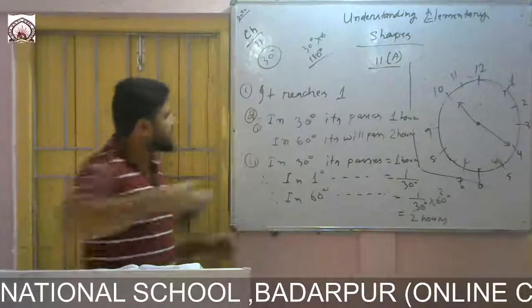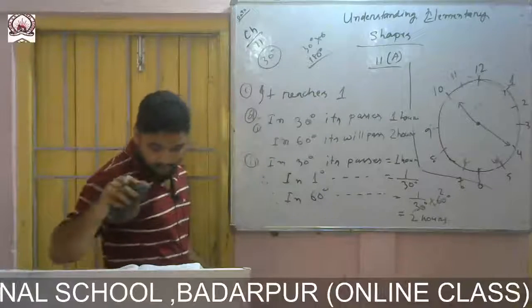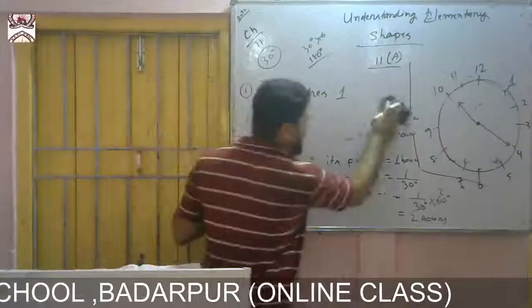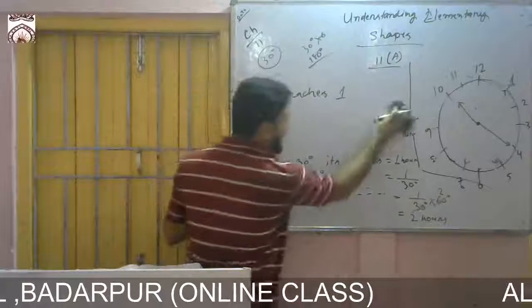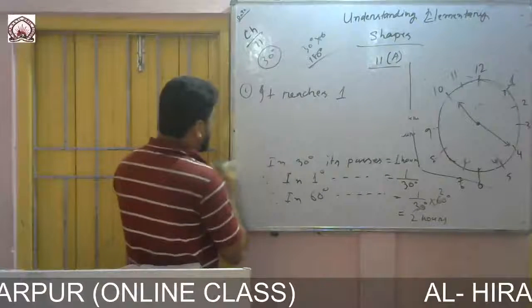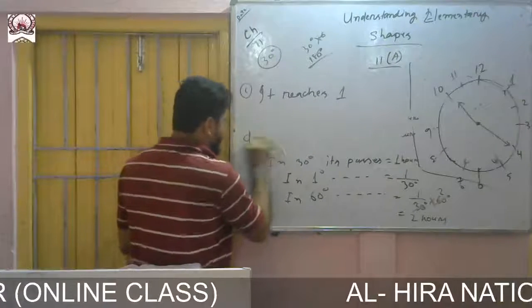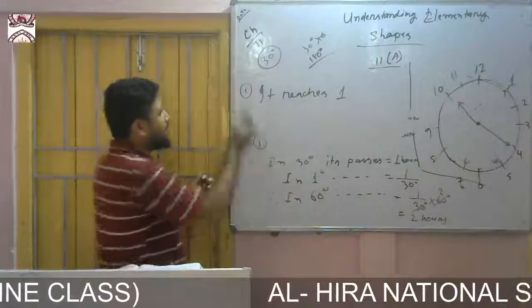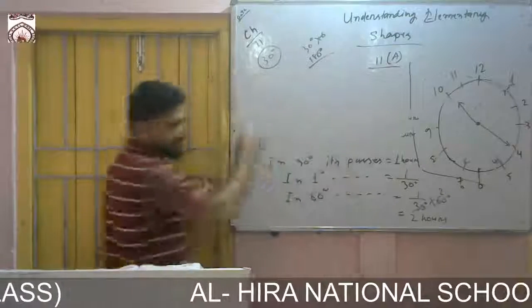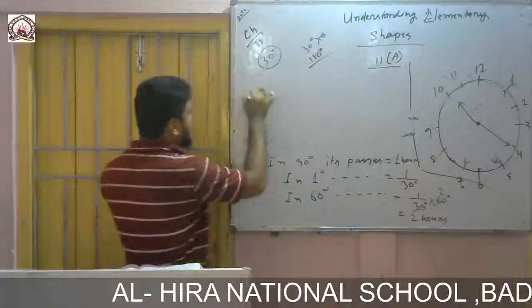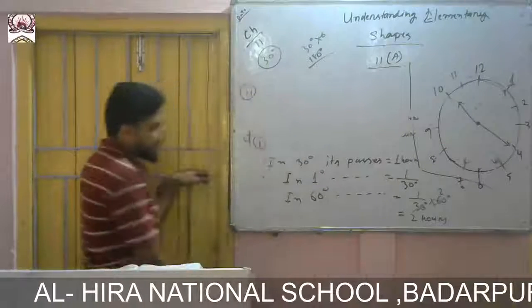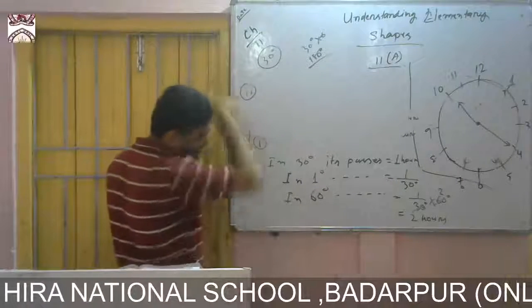So it will be 2 hours. So question number 1. So the answer you write like this. It is 1, Roman 1, like this you write. Now come to Roman 2.